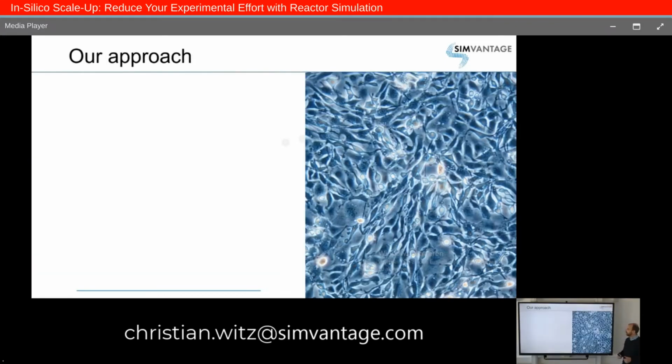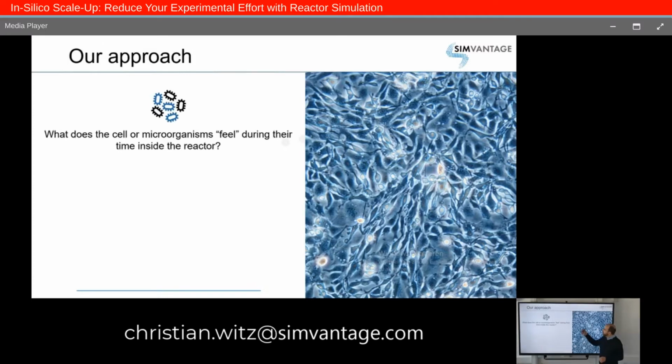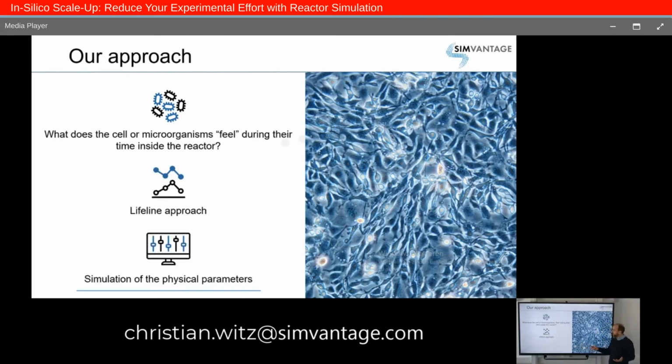And therefore we have another approach. We ask ourselves, what does the cell or the microorganism feel when they float through the reactor? And this is called the Lifeline approach. For the Lifeline approach, we need to simulate all the physical parameters within the bioreactor, and then we know what the cells or microorganisms feel in terms of dissolved oxygen, for example, or in terms of shear stress, in terms of nutrient concentration, and so on.